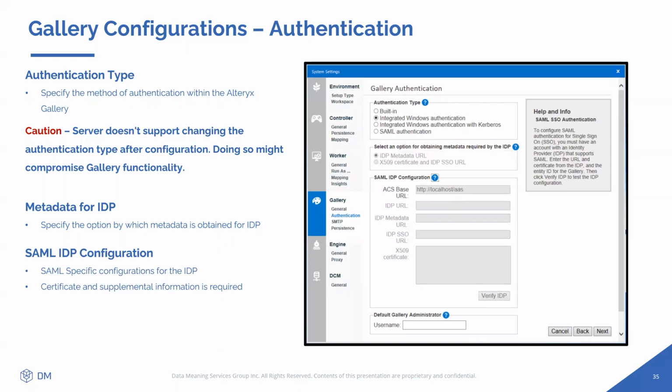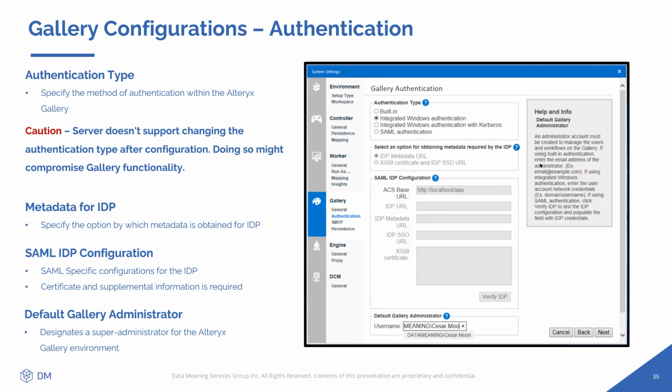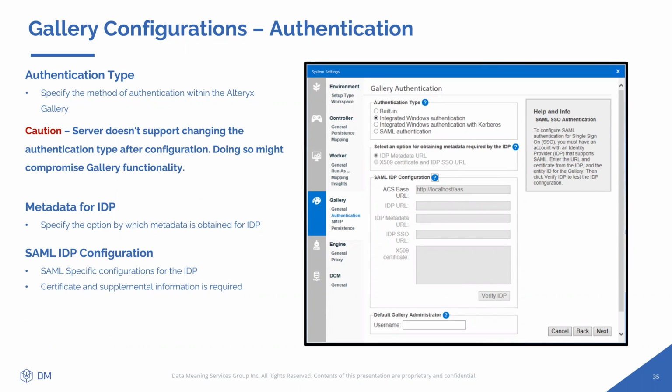We have Windows authentication with Kerberos, which is the same thing as the previous, but the users will be using Kerberos authentication protocols in this one. And finally, SAML authentication, where users are going to access the server with an identity provider credential for a single sign-on, such as Okta or Auth0. So we have these types of authentication.